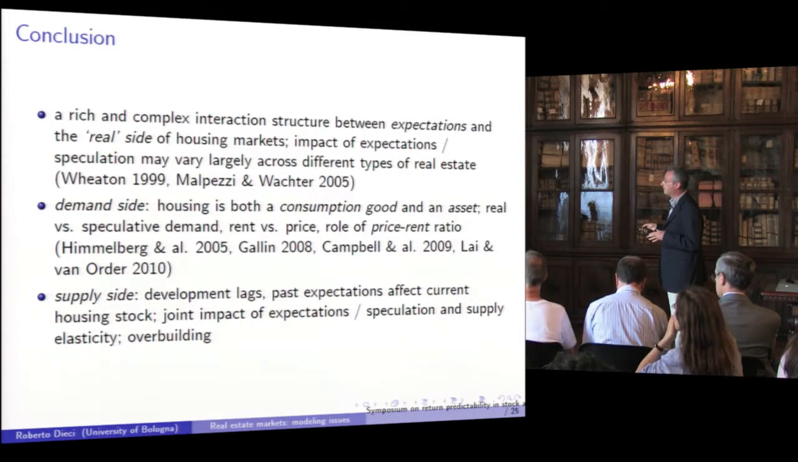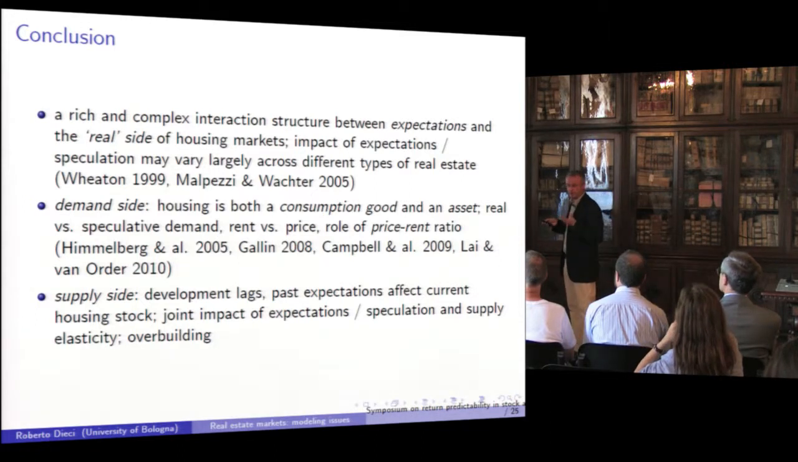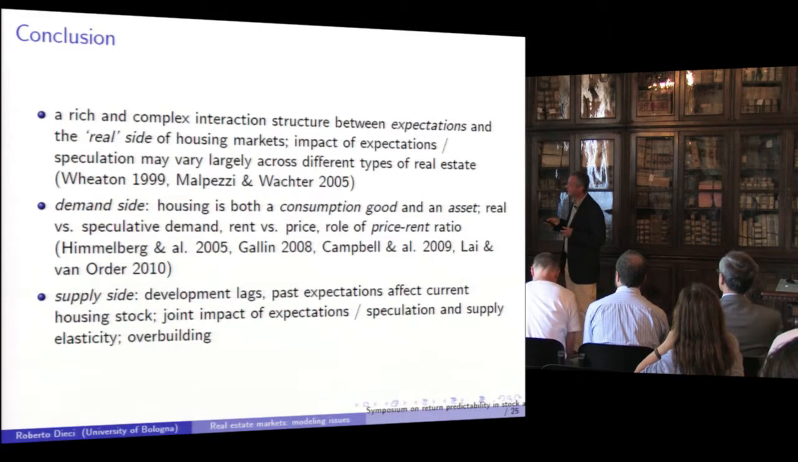Okay? From the demand side, this is much due to the fact that housing is both a consumption good and an asset. So this allows us to separate, let's say, the real demand, which is demand for housing services, and the speculative demand, which is based on expected appreciation. So this perspective allows us to compare the rent with the price. And here we have the role of the price-rent ratio as an indicator of possible overvaluation of house prices.